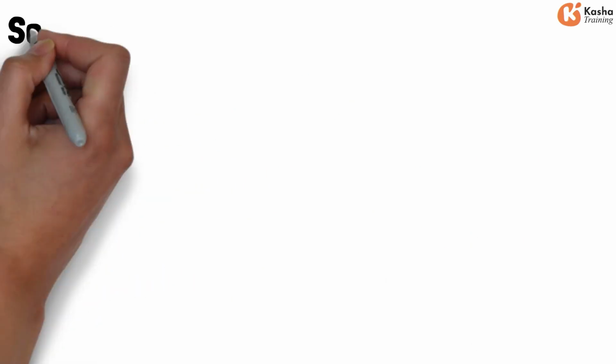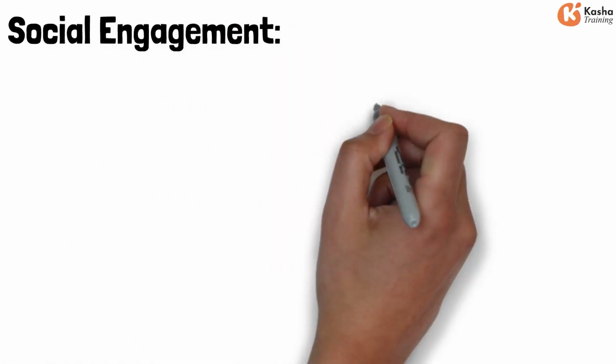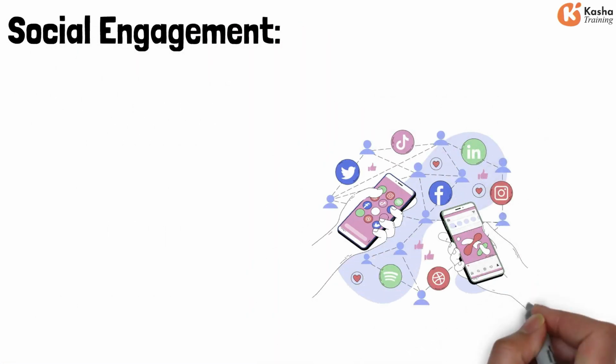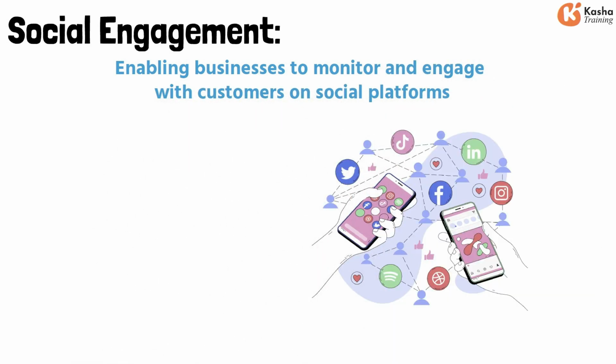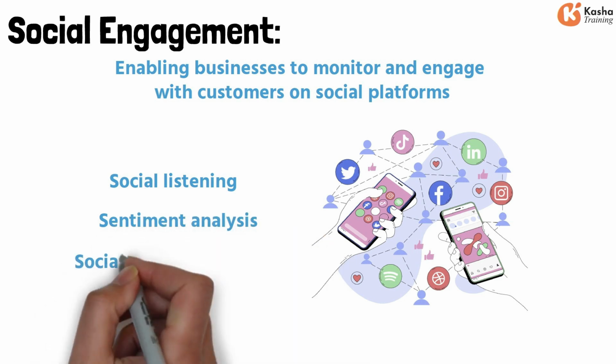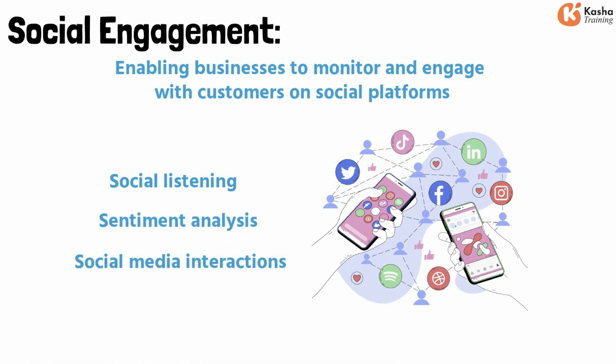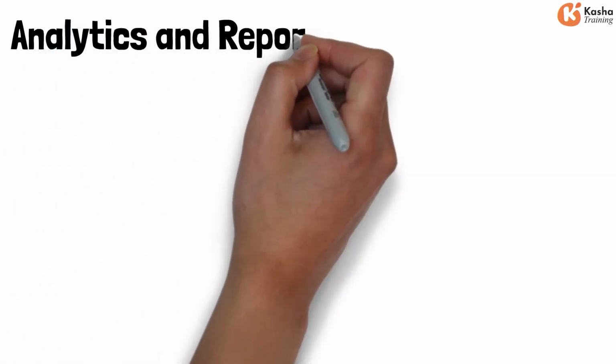Social engagement. SAP C4C integrates social media channels, enabling businesses to monitor and engage with customers on social platforms. It facilitates social listening, sentiment analysis, and social media interactions, helping organizations stay connected with their customers and respond to their needs and preferences.